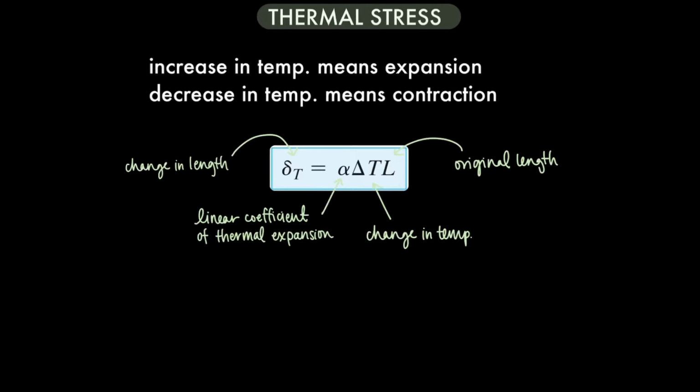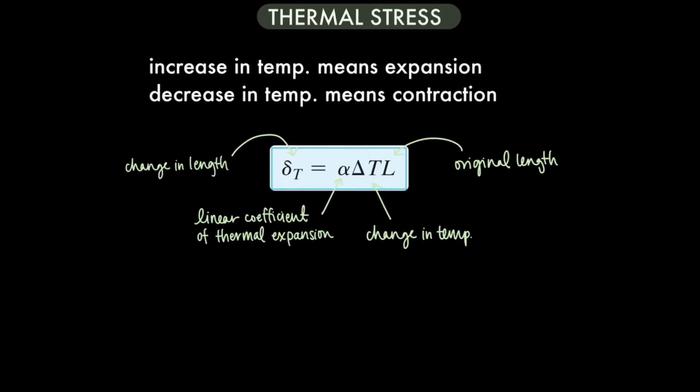We can see this in the equation for thermal displacement, which is delta equals alpha times delta T times L. Delta represents the change in length of the bar, delta T is the change in temperature, and L is the original length of the bar. Alpha is a constant called the linear coefficient of thermal expansion, and it's an inherent property of the bar's material, kind of like the elastic modulus is also.